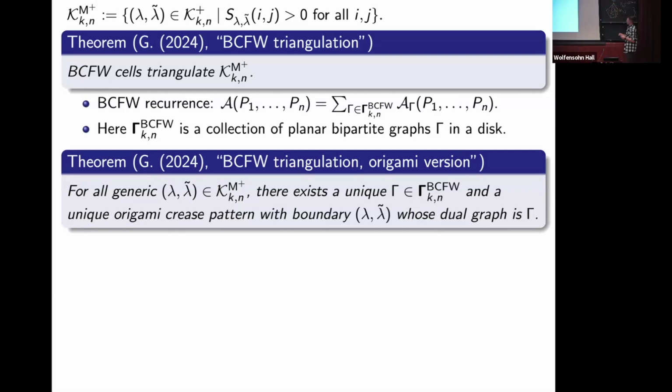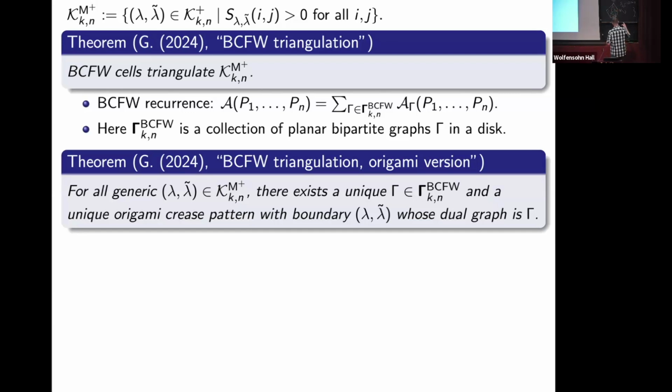And so the claim is that if you pick any generic point, so you just kind of throw your darts at the blackboard, you pick some generic point, lambda, lambda tilde. And the claim is that, first of all, there's going to be a unique cell that this point belongs to. So there's going to be a unique gamma, this planar bipartite graph. And second of all, each piece is going to map injectively, which by definition means that there's a unique origami crease pattern whose 4-dimensional boundary is given by lambda, lambda tilde, and whose planar dual graph is gamma.